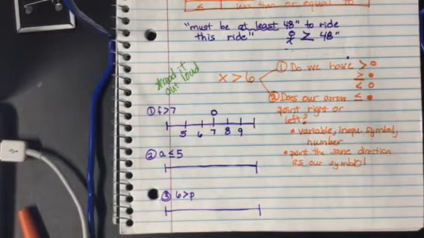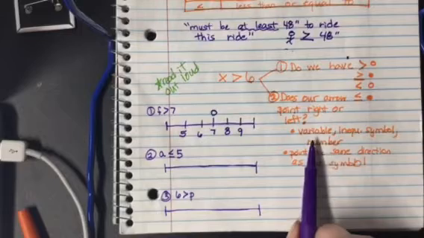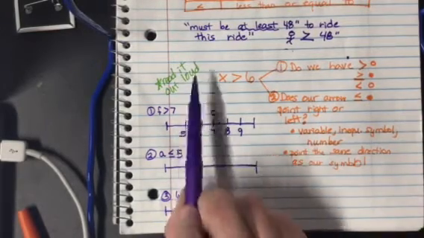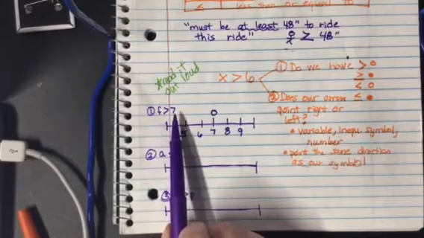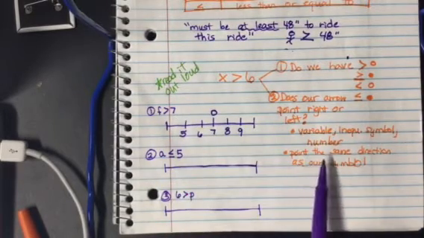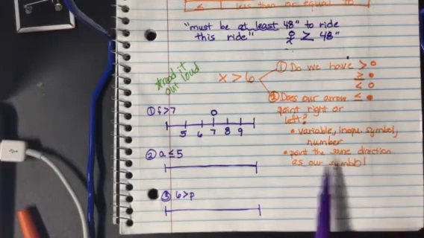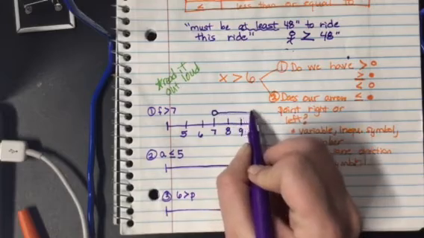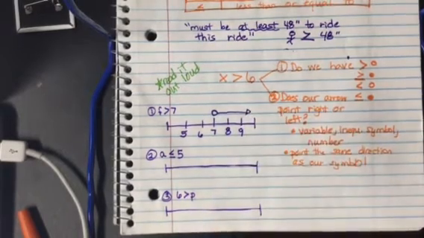Then we're going to see if it's in the right order. Do we have variable, inequality symbol, then number? Yes. So we can follow the rule, point our arrow the same direction as our symbol. Our symbol is pointing to the right, so our arrow is going to point to the right. And it must be an arrow. Make sure you put an arrow piece on the end.